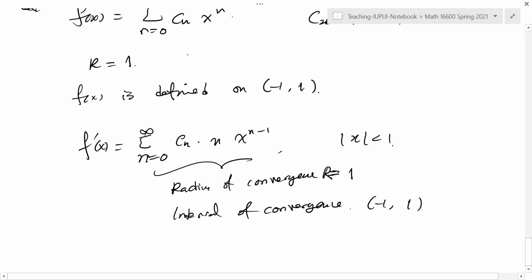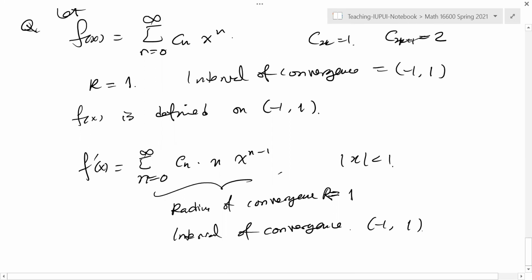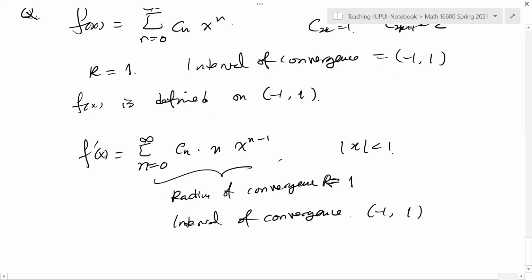And here the radius of convergence is 1, and the interval of convergence is going to be from -1 to +1. Okay, we just saw that, right? This series is not convergent at the endpoint. So when you differentiate each term, you get a new series. The new series has the same property: radius of convergence equals 1, interval of convergence still -1 to +1. And it's convergent to the derivative of the function.